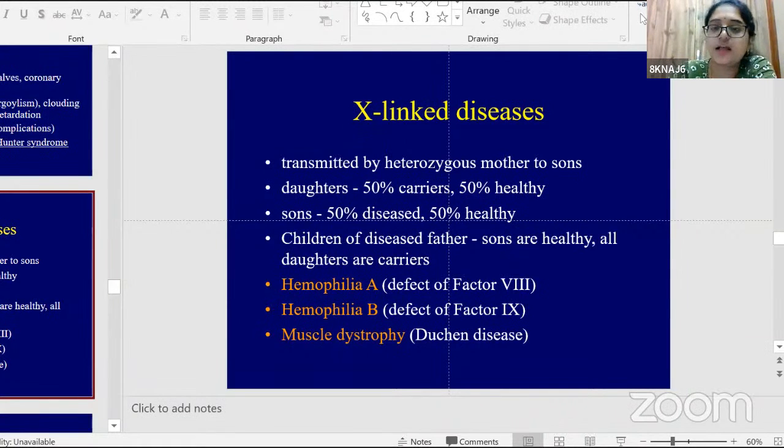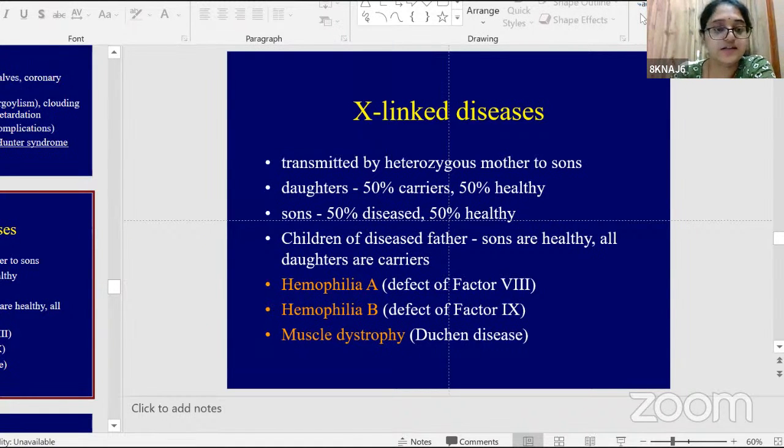Rarely, X-linked conditions are expressed in both males and females. In such cases, the inheritance pattern can be drawn to see whether there are any autosomal dominant single gene disorders, but there is no male to male transmission as such. It is always from female to male. So skip generation, as you can call it.